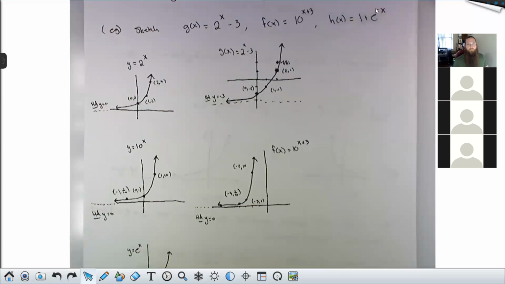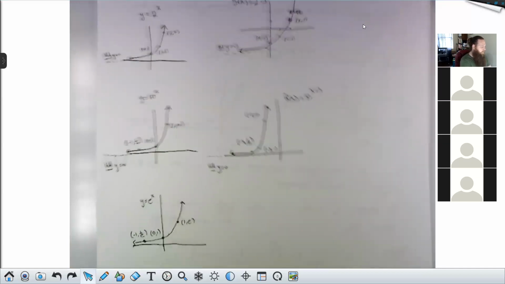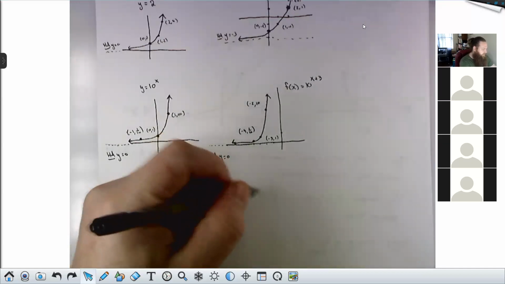Flip over the y-axis and then up 1. Very good. So the negative x on the inside, that's a flip over the y-axis, or a horizontal flip. And then the +1 bumps us up 1. So what I'm going to do is draw the sequence of graphs that lead us there.